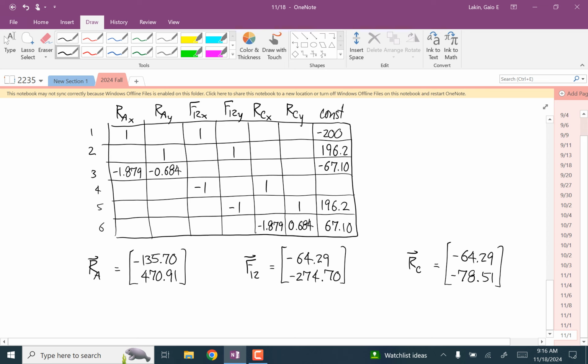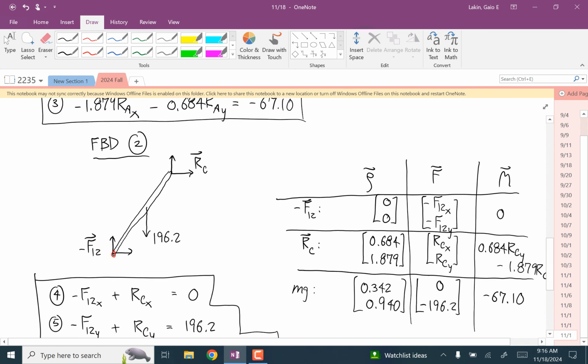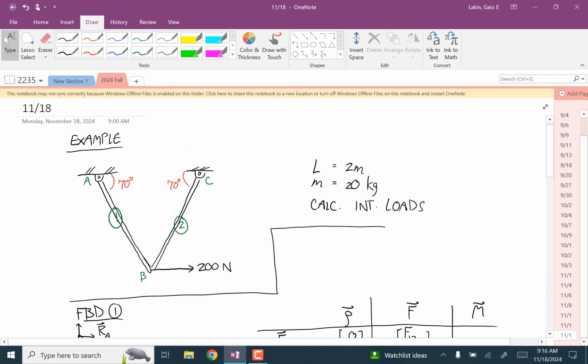Okay, so we're going to go into the internal loads now. Before I do that, I was just talking about if this thing was a truss, if we didn't have these weights. Well, these answers would be terrible if we didn't include these weights, because the weights are as big as the other external force.